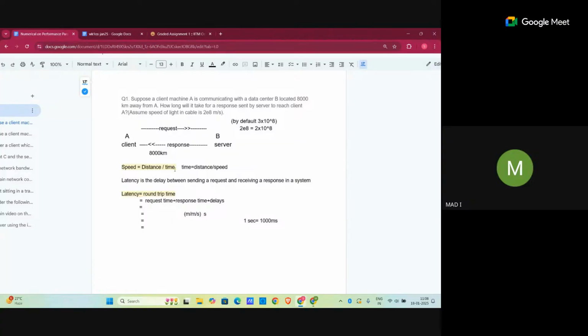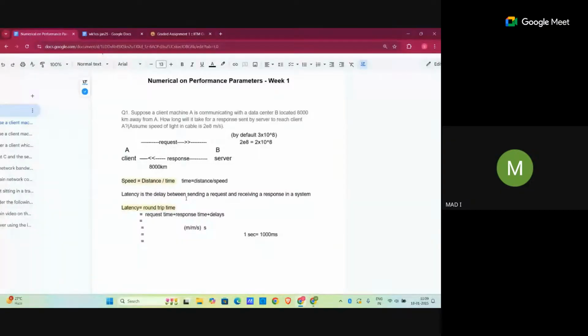The first important formula is speed equals distance upon time. You all will be familiar with that formula, right? If we want to calculate time, how do we calculate it? Time is equal to distance by speed. And in latency, as I said, latency is equal to round trip time. If there are any additional delays, we will also add those.